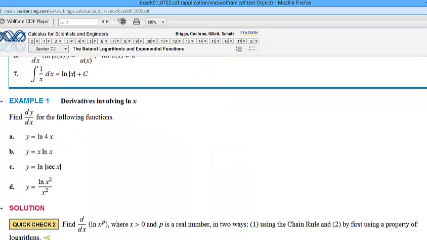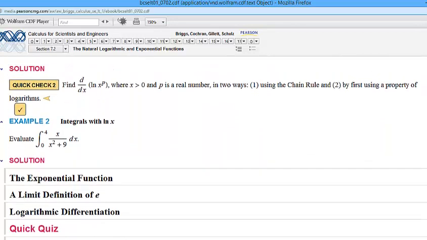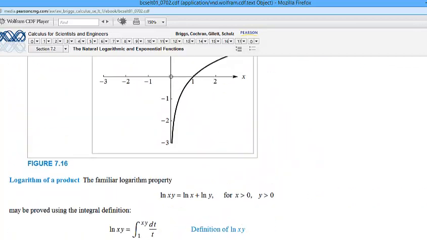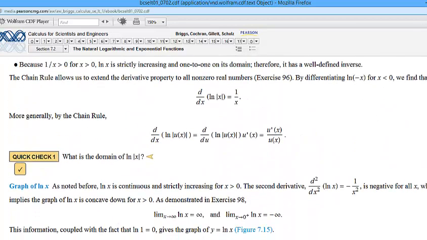Here's all the log laws, and then they say, we can talk about the exponential function. Oh, that's what I was going to ask you guys. Did you guys work on the quick checks yet for this section? Should we talk about any of them? Even quick check 1, I noticed they start talking about this function, the natural log of the absolute value of x. Did that bother anybody? They say the derivative of the natural log of the absolute value of x is 1 over x. Why? How do you do that?